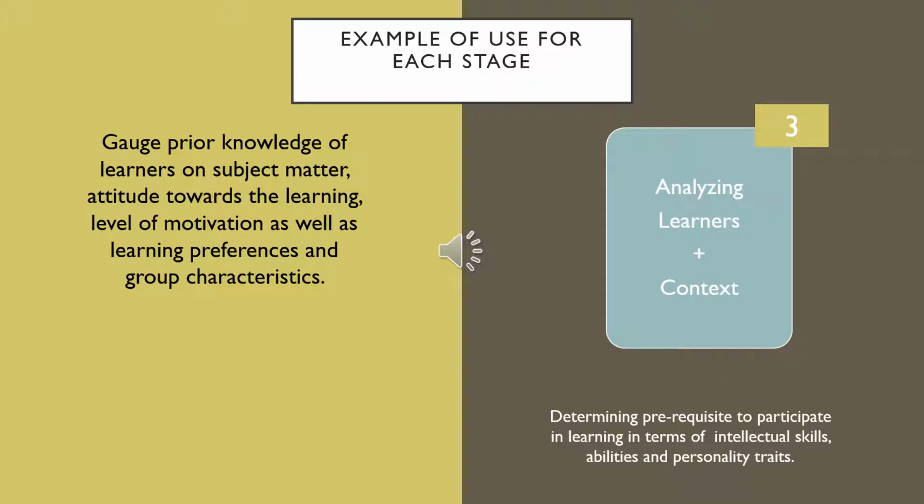3 is analyzing learners and their context. So it's determining the prerequisite to be able to participate in the learning in terms of intellectual skills, abilities, and also personality traits. So actually you are trying to gauge prior knowledge of the learners on subject matter, what do they already know, and also try to understand their attitude towards this learning, what is their level of motivation, as well as their learning style preferences and group characteristics in order to be able to adapt the learning.